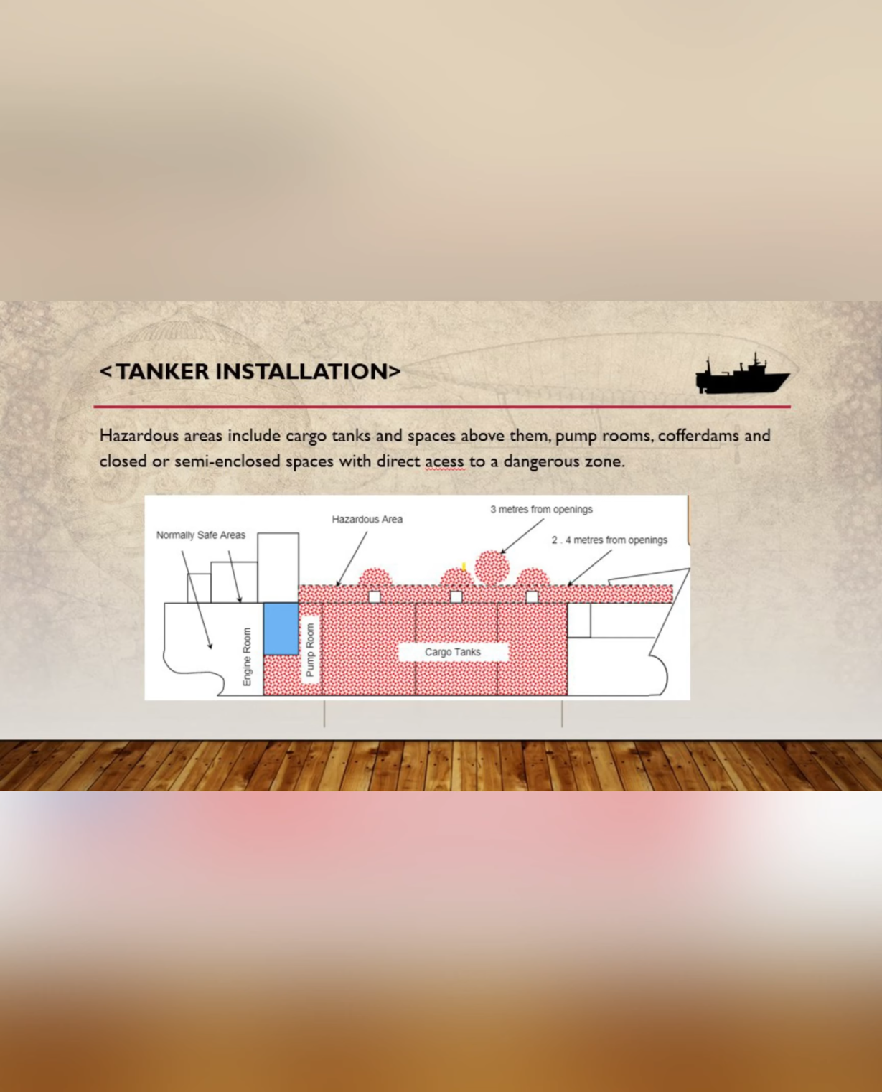This is the ship with the label of areas on it. As you can see, this is hazardous area. This one is 3 meters from opening, this is 4 meters from opening, and at the center of the ship is cargo tanks, and this is pump room. At the back side of the ship is engine room and normally safe areas.